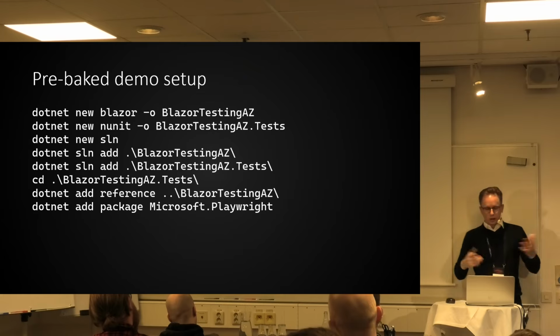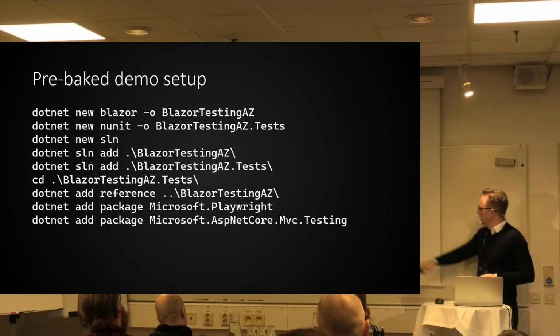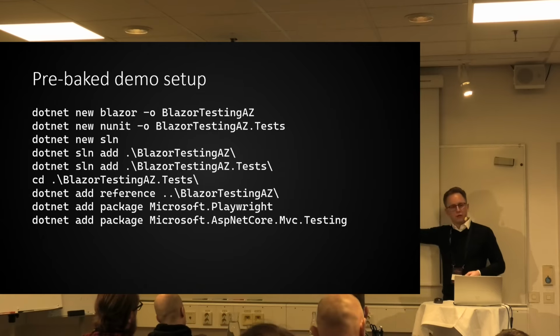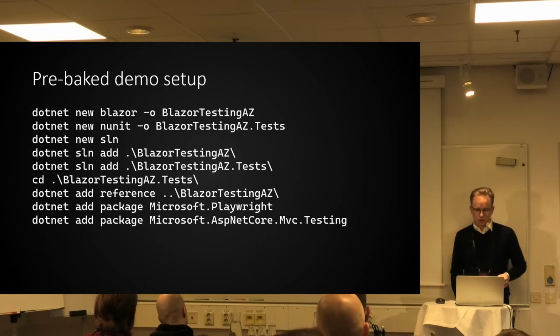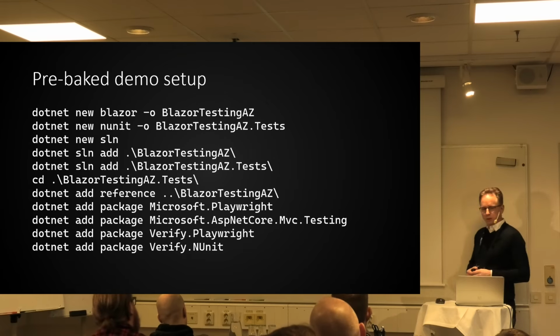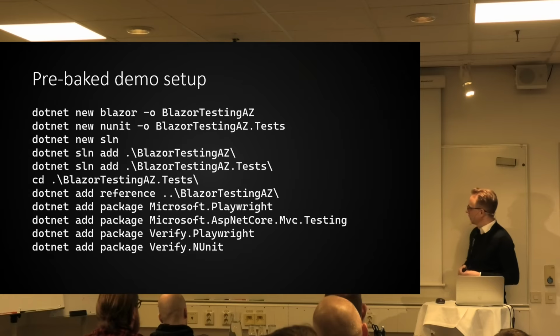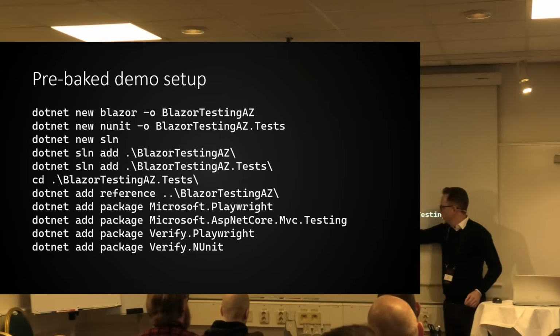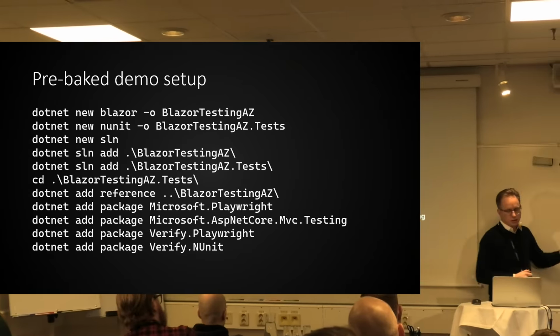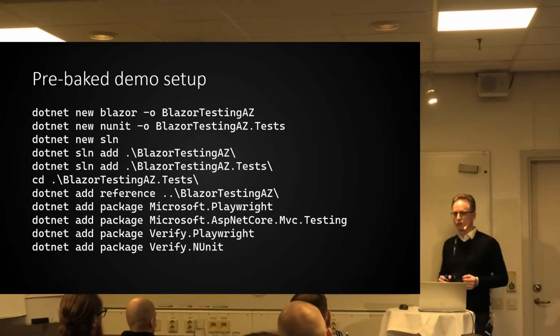Now we need a few packages to help us. We need the Microsoft Playwright package, and we need the package which has the web application factory inside it. That's the Microsoft ASP.NET Core MVC testing package. And to do snapshot testing, which I also promised I would tell you about, we need the Verify versions of Playwright and NUnit. Verify is an excellent snapshot testing tool that supports all sorts of different scenarios. And these are the specific ones we need for Playwright.